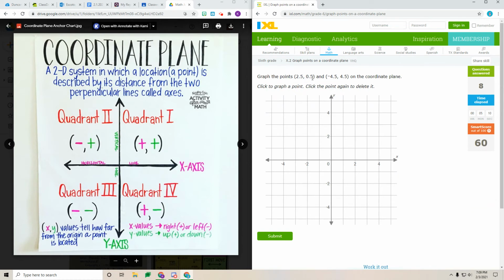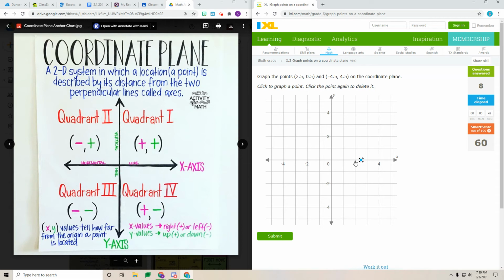Ooh, now we're talking decimals. Okay. So decimals aren't too different. You can start at 0. And this one says 2.5 comma 0.5. So 2.5, it's positive, so I'm going to go in the positive direction, which will be to the right, but 2.5 spaces. So that's one space, 2 spaces, and half a space. There's where my dot is.